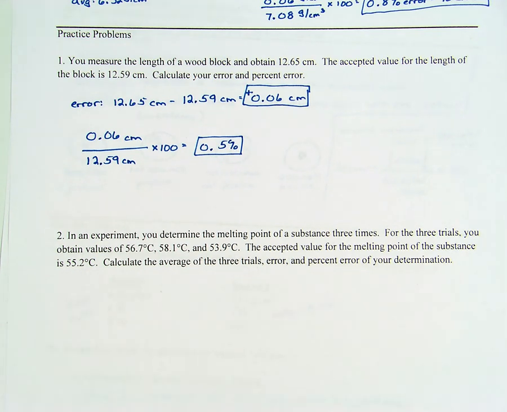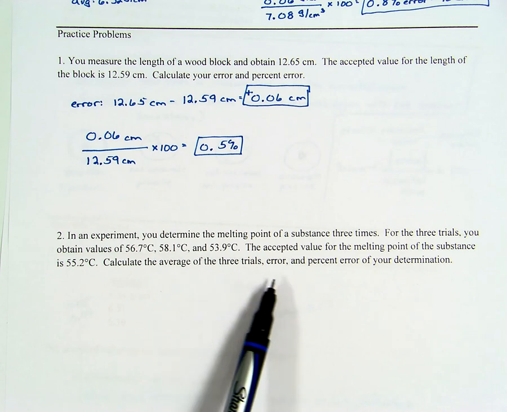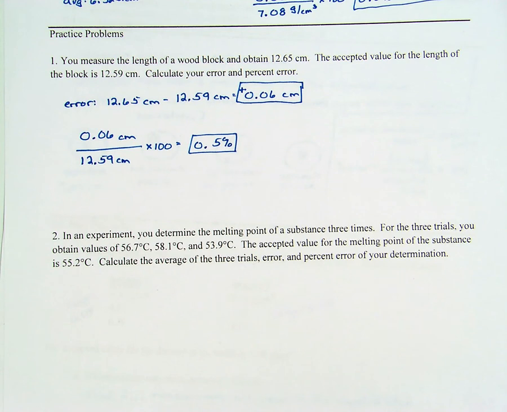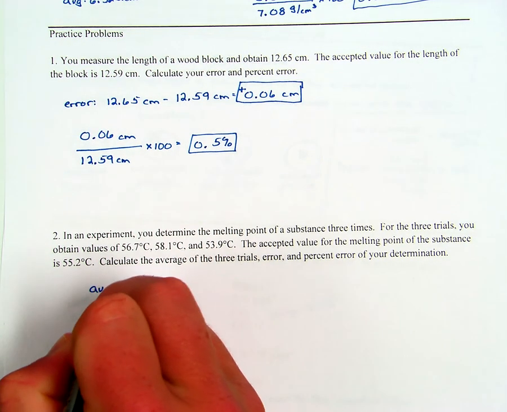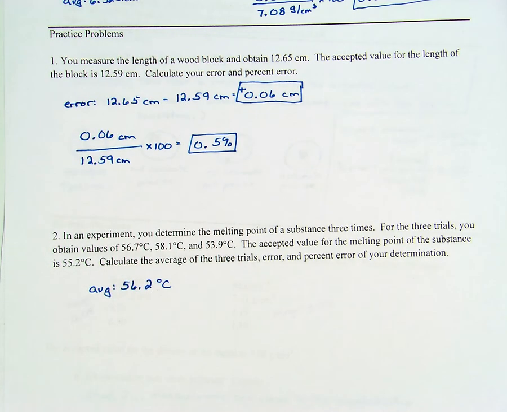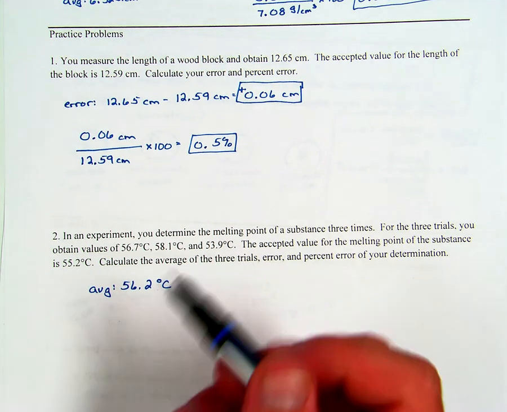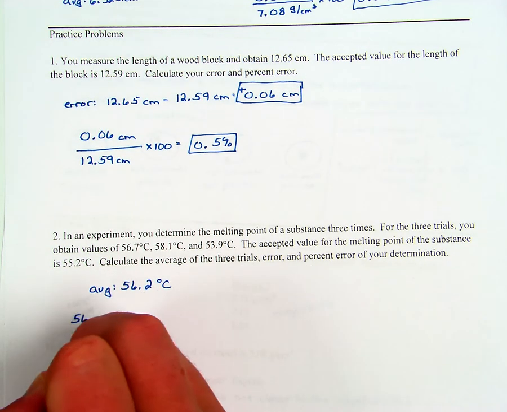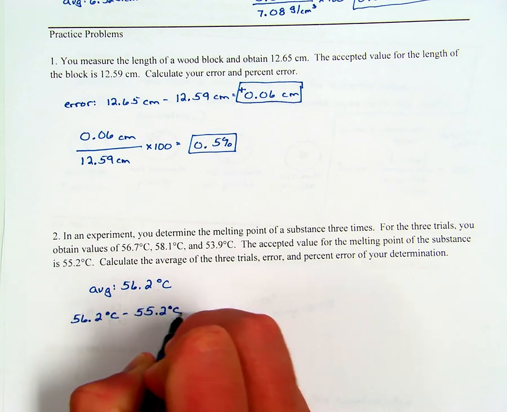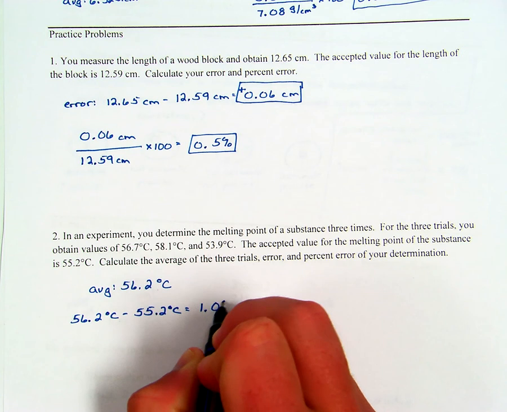So the average, let's say 56.7 and 58.1 and 53.9. So you add them up and divide that all by 3. I get 56.2 for the average. 56.2 degrees Celsius is our average. So that'll be the value that we use for our measured value in our calculations. So our error, 56.2 degrees Celsius minus 55.2 degrees Celsius. This is going to give you 1.0 degrees Celsius. And it's too large. It's a positive number, so I'm going to put the plus there. That is our error in the measurement.